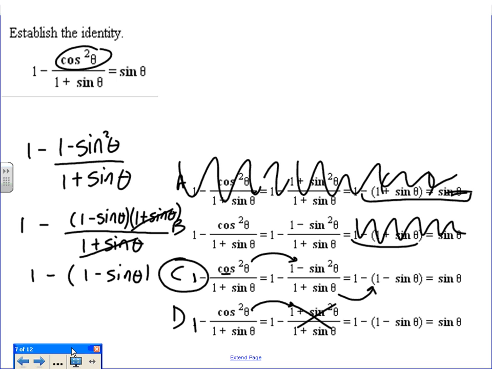Now I can distribute my negative sign. And so that would be 1 minus 1 plus sine theta. And then 1 minus 1 would go away. And so now that just leaves me with sine theta, which was what I was supposed to get right there.